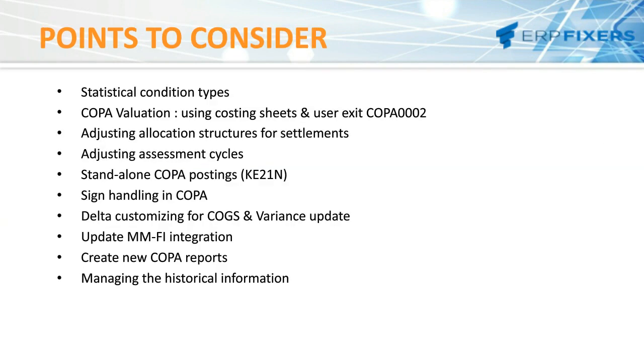So now let's understand, if someone wants to migrate from the costing-based Copa to the account-based Copa in S4HANA, what all things they will have to keep in mind. To start with, it would be the statistical condition types, because in the costing-based Copa, you have the option of using the statistical condition types, which won't be possible in the account-based Copa. The reason being, the account-based Copa is completely integrated with the FI. So how would you handle this in case you are using the statistical condition types?